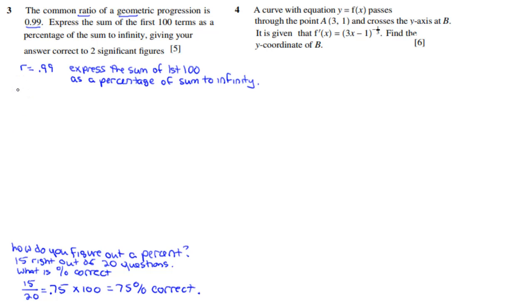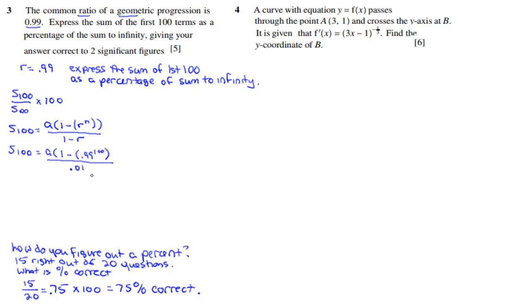So what I'm going to do is take the sum of the first 100, divide it by the sum to infinity, and then multiply it times 100. So let's find the sum to the first 100. Well, you know it's irritating. There's no a. We do only have an r, and obviously in this case we'll know n. But don't let that stop you. Just keep on going. So a times 1 minus r, or 0.99 to the 100, over 1 minus 0.99, which is 0.01.